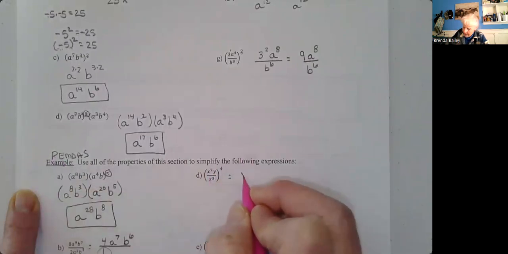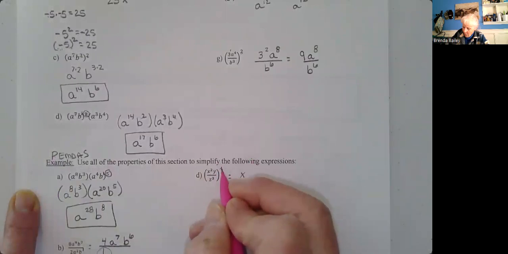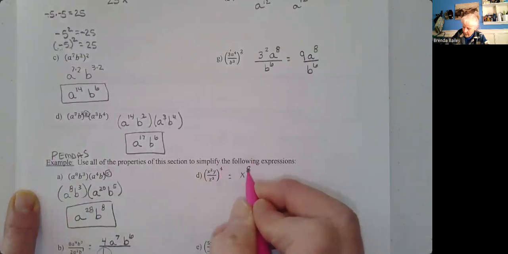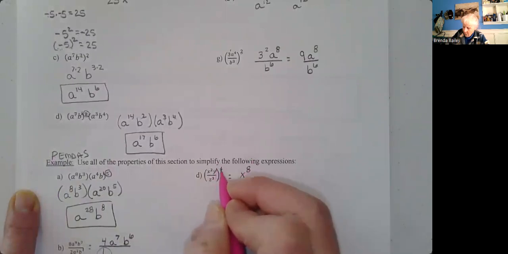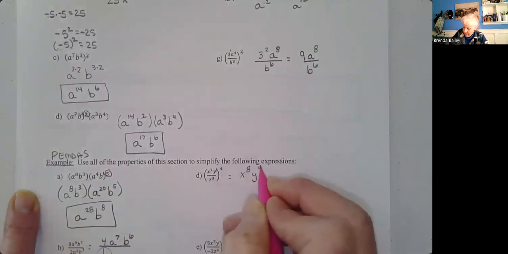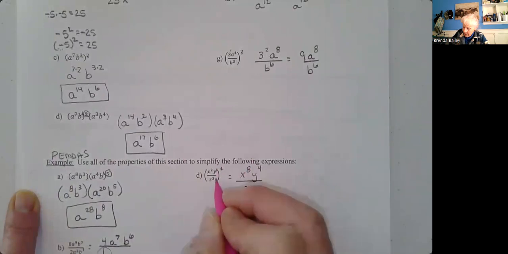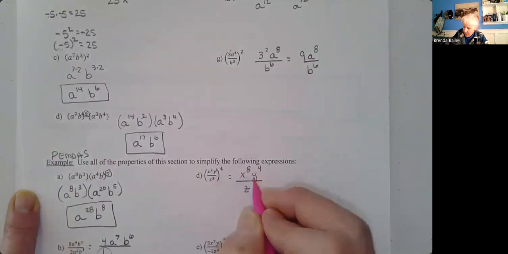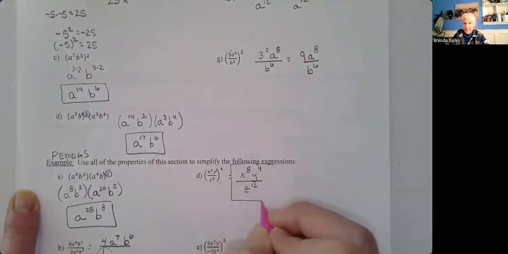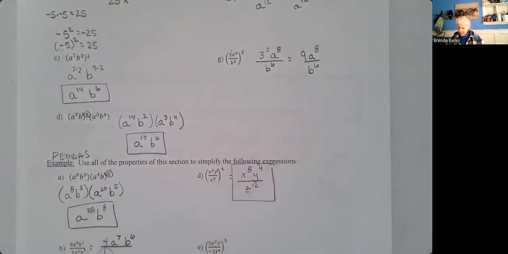We have x. 2 times 4 is 8. y: 1 times 4 is 4. We have a z in the denominator. 3 times 4 is 12. It's going rather quickly. Let's look at the other one.